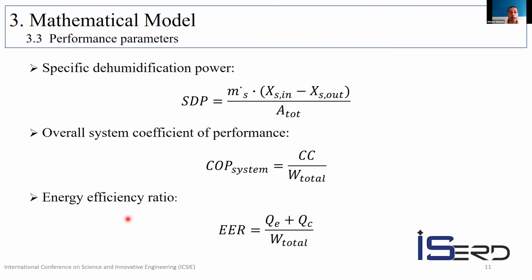Now the performance parameters, those equations will guide us to see the performance of the new equipment. Specific dehumidification power represents the amount of water absorbed to the total area of the device. Overall system coefficient of performance is a well-known factor that is used to analyze the performance of air conditioning. It is the useful cooling capacity to the total work. And the energy efficiency ratio is newly introduced, which is the same as COP.